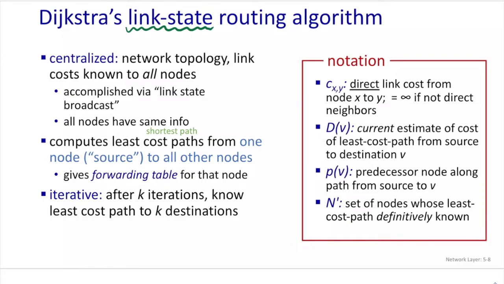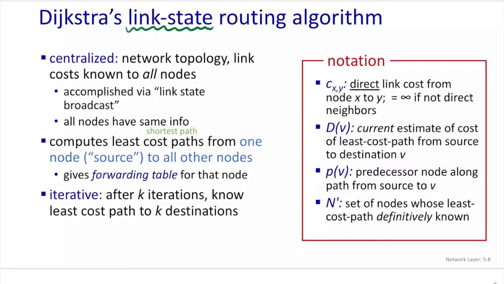This routing algorithm also has another name, called the shortest path algorithm. That is the algorithm invented by Dijkstra, and we use it to run the link state routing algorithm. Okay, so after you get all the shortest paths from a source to all the other destinations, you can write down your forwarding table.